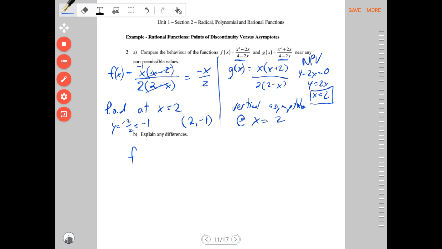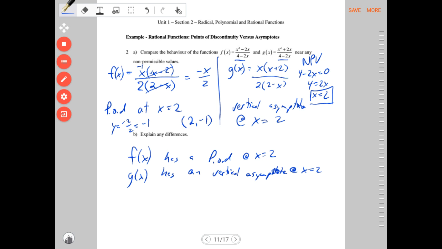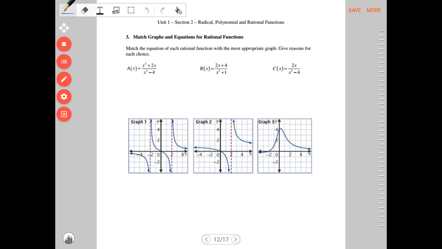Okay, f of x has a POD at x equals 2. G of x has an asymptote. I guess we should say a vertical asymptote. Whoops. Helps if I actually hit the eraser button. Okay. Vertical asymptote. Asymptote at x equals 2. Okay, perfect. So that's that one. Okay, we're closing in on it.